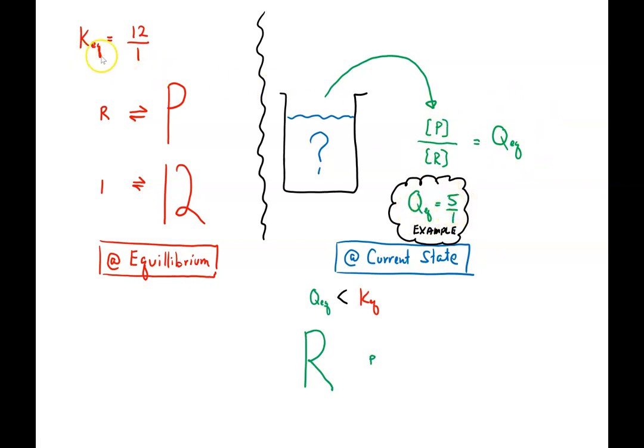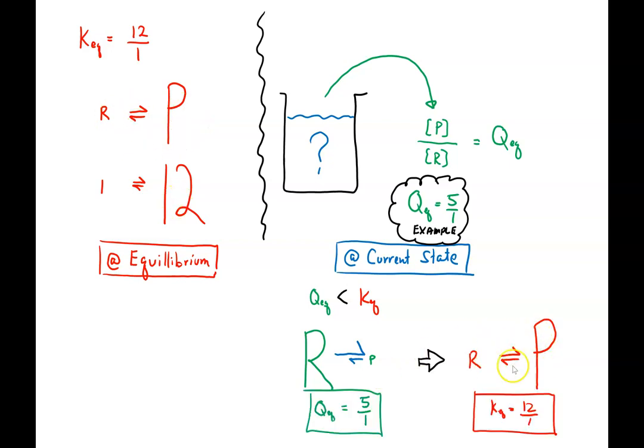Well, if I compare it to KEQ, which should be 12, I see that KEQ is greater than QEQ. So currently, I have more reactants than I should have, and less products than I should have. This tells me that I have not reached equilibrium yet, and that the reaction must move forward in order to create more products and shrink down my reactant concentration to what it should be. So that once I reach equilibrium, I'll have the correct ratio of products to reactants as opposed to what I have right now, which is smaller than what it should be.